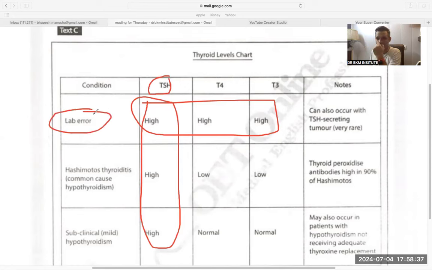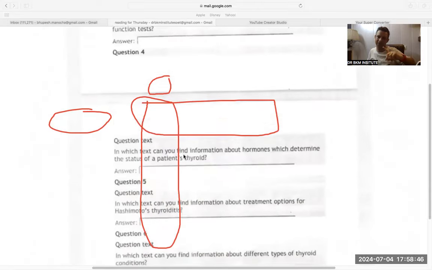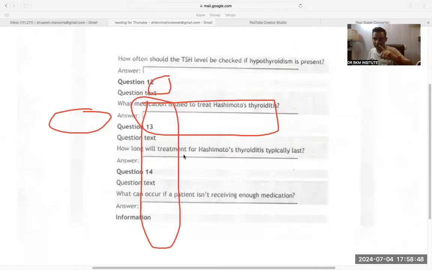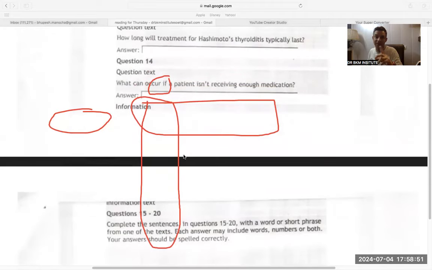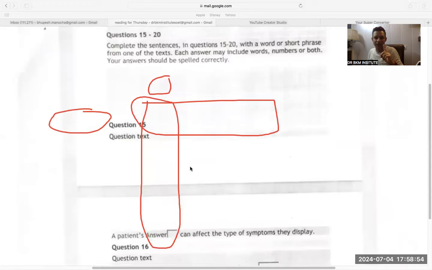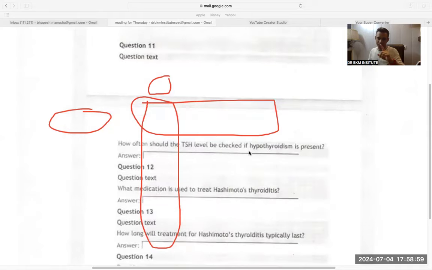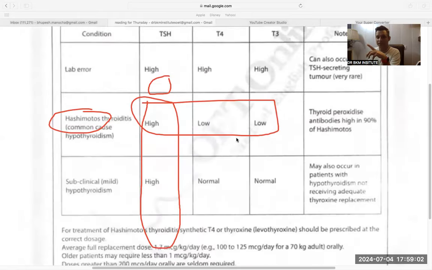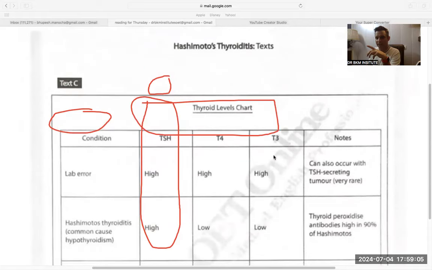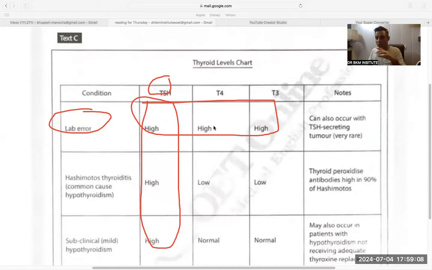What is better? They are saying if all the hormones are high. We have to find the keywords. That is how it becomes easy. So you did that because I also did that, but there were two highs given, and we had to find: check for a dash if patient returns high result in all the tests. What are the tests? TSH, T4, and T3. So they are talking about these highs. If all the TSH, T4, and T3 tests are high, then you have to check for lab error. So obviously this was a better one.